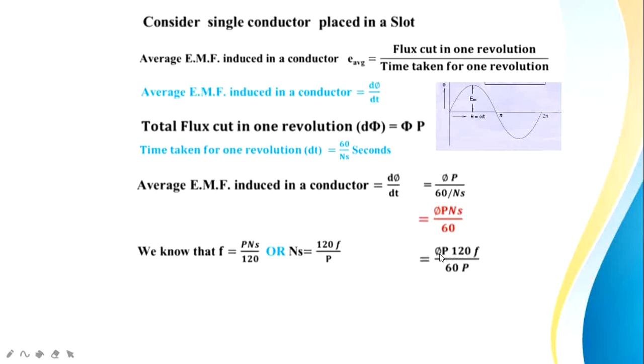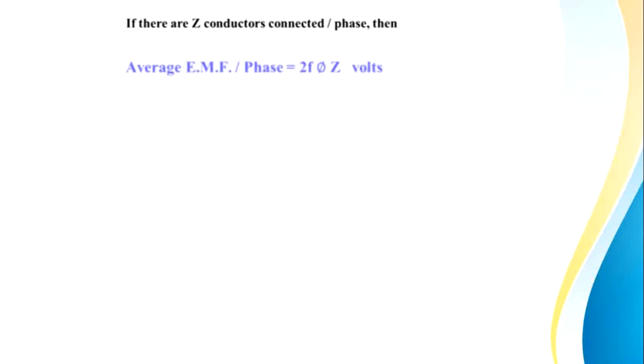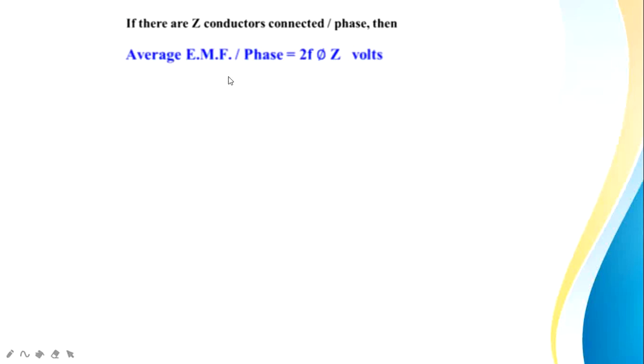Now, from here, phi P Ns by 60 with Ns equal to 120 F by P can be determined. This can be expressed as 2F phi volt, where F is the supply frequency and phi is the flux per pole in the machine. If there are Z conductors connected per phase, then the average EMF per phase is 2F phi Z, because from the previous slide we get the 2F phi value, and after that 2F phi is multiplied with Z, we get the average EMF per phase.